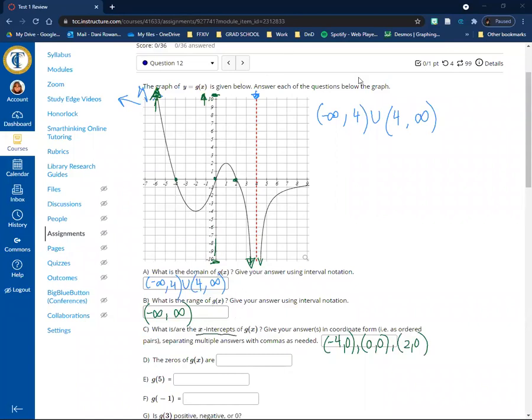What are the zeros? -4 and 2. There's one more, right? What is it? 0. Yeah. So the zeros are just the x values of the x-intercepts. Any questions on this one so far?